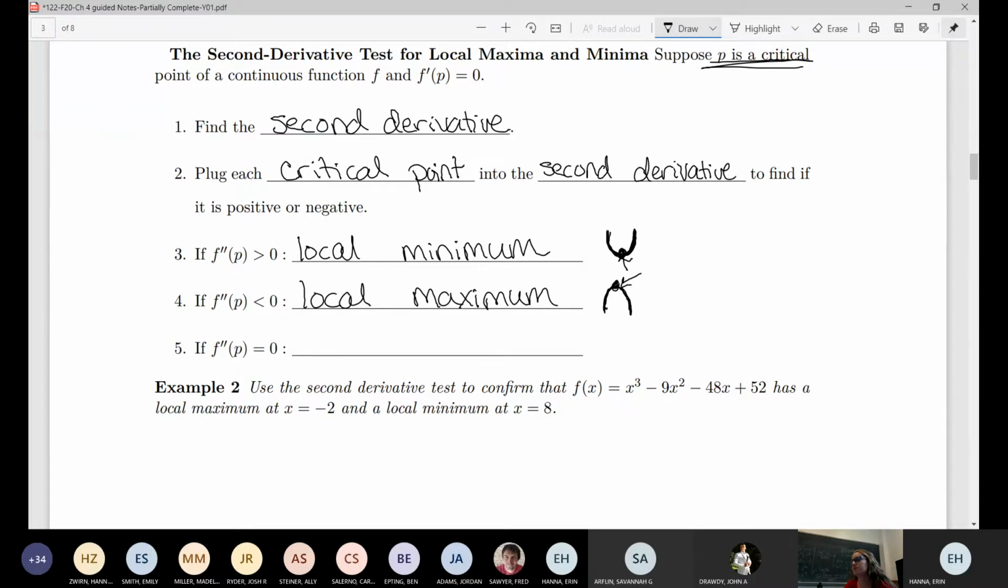Wait, I'm confused. So when you're saying it's a local minimum or local maximum, is that a local minimum or maximum of the original function or of the second derivative function? Of the original function. Okay, thank you.